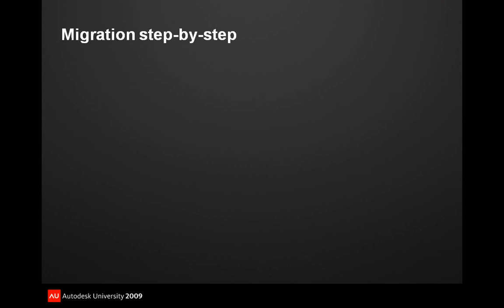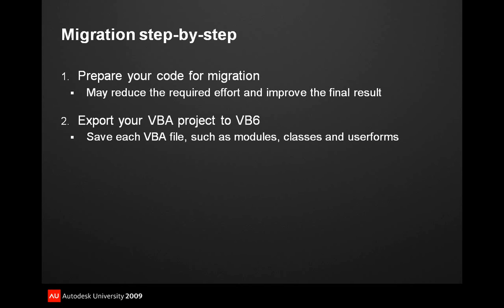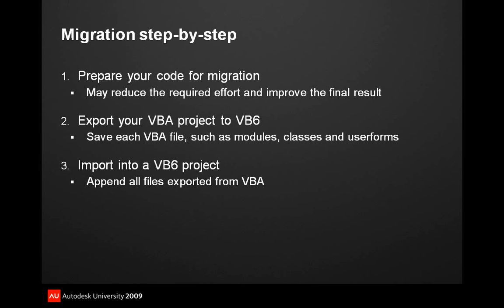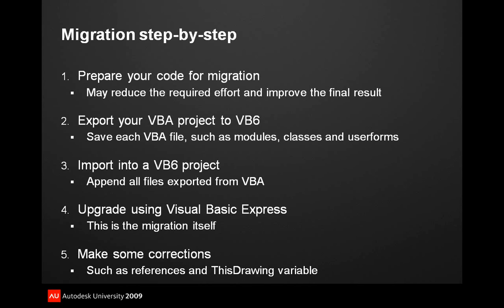So to make the migration, we have to follow a few steps. The first step is to prepare our code for migration. This may reduce the required effort to improve the final result. For example, we have some problems with late binding that I will explain further. Second, we need to export our VBA project to VB6. To do so, we have to save each VBA file, such as modules, classes, and user forms. Next, we need to import each of those files inside the VB6 project. Next, we use the upgrade wizard of Visual Basic Express to migrate the project. This is the migration itself. And finally, make some manual corrections, such as references and the ThisDrawing variable we did before.